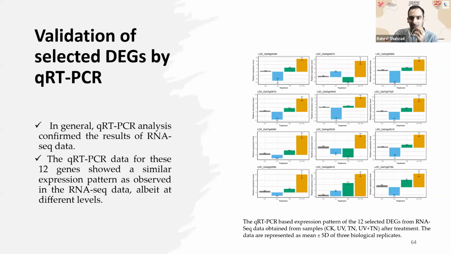Okay, it is also very important to validate the RNA-seq results, which we have done through qRT-PCR. We randomly selected 12 genes, and they also showed a similar pattern. So that confirms the RNA-seq data.